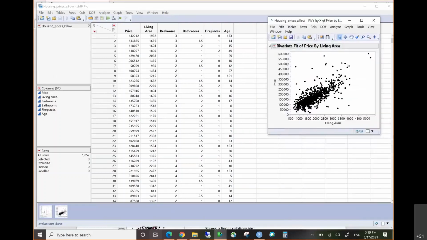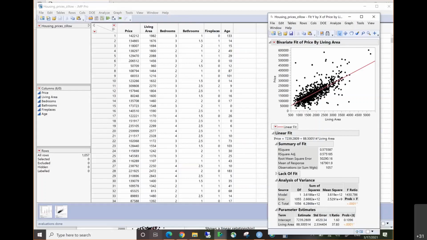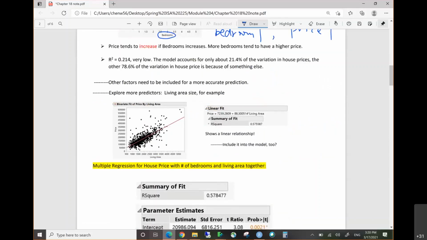Right? So this is the scatter plot. It looks like a much stronger linear relationship with the house price, right? Then we fit the line, and we have this linear regression equation with the living area by itself, with the R square being 0.575. So this is another simple linear regression with just the living area. The R square is 0.575, which is much higher than that of the number of bedrooms.